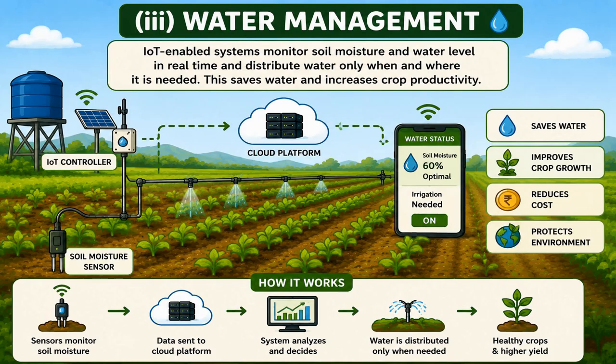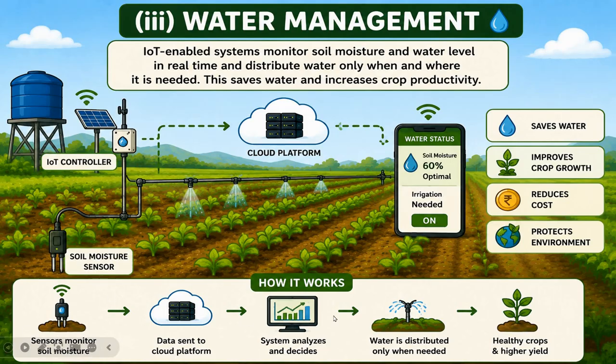If the soil moisture becomes low, then the system automatically turns on the irrigation system, and when the soil has enough moisture, the water supply is reduced or it is stopped. So this ensures that crops receive only the required amount of water.